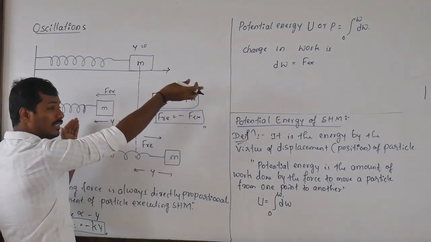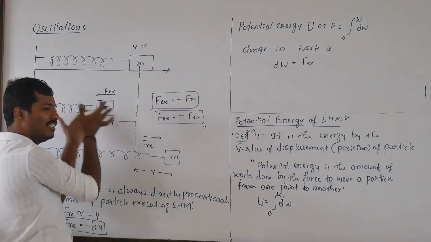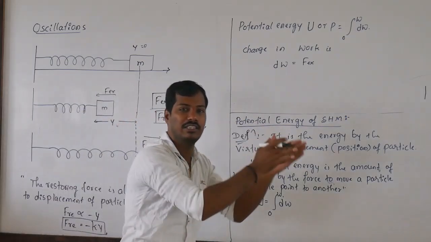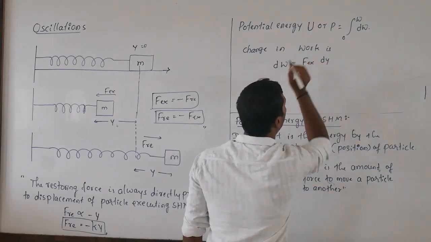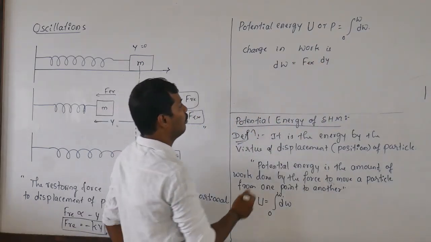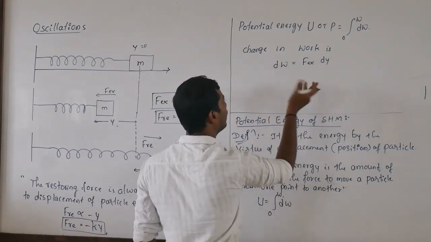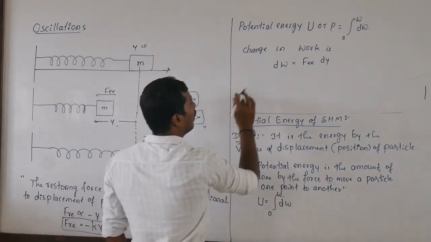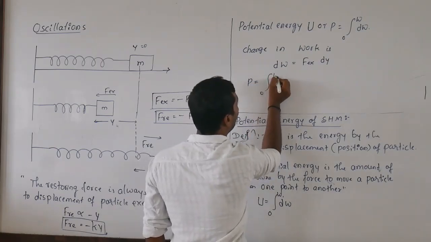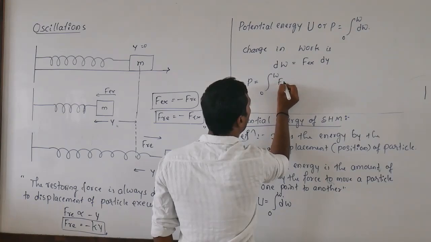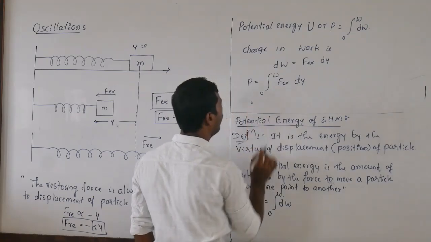The work done is nothing but dependent on the displacement of the body. If the displacement is continuously changing, the work is also changing. It means it depends on the displacement of the body. Now, dW is equal to F external into dy. Now substitute here: the potential energy is equal to the integral from 0 to W of F external into dy.